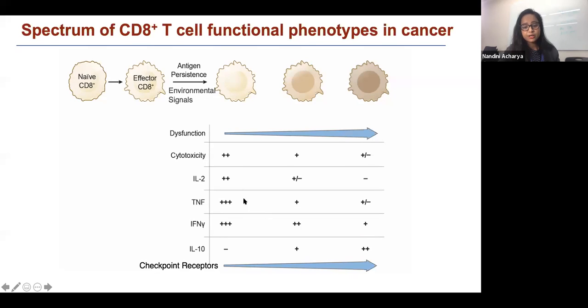But on the other hand, although they're losing the ability to produce these pro-inflammatory cytokines, they have an increased ability to produce the immune suppressive cytokine IL-10. And another important feature of these dysfunctional or exhausted CD8 T cells is that they express a whole lot of different types of checkpoint receptors like TIM3, PD1, LAG3, and TIGIT. So it's important to bear in mind that these dysfunctional T cells not only are poor mediators of tumor clearance, but by producing anti-inflammatory substances like IL-10, they also serve as a liability to an effective anti-tumor immunity.